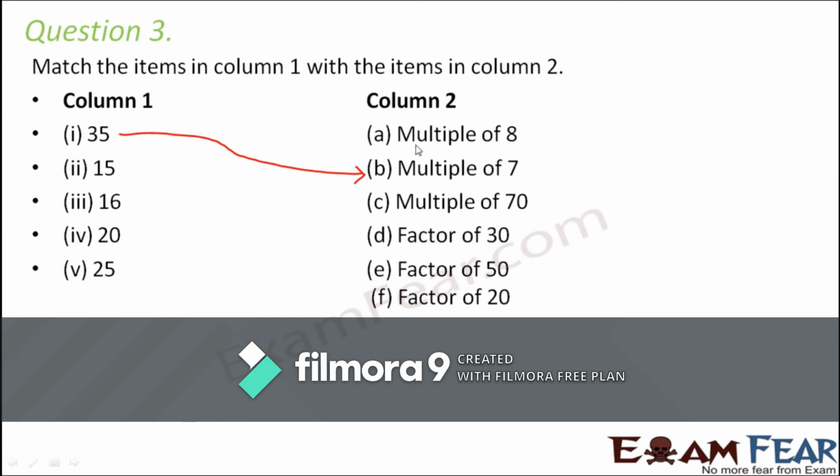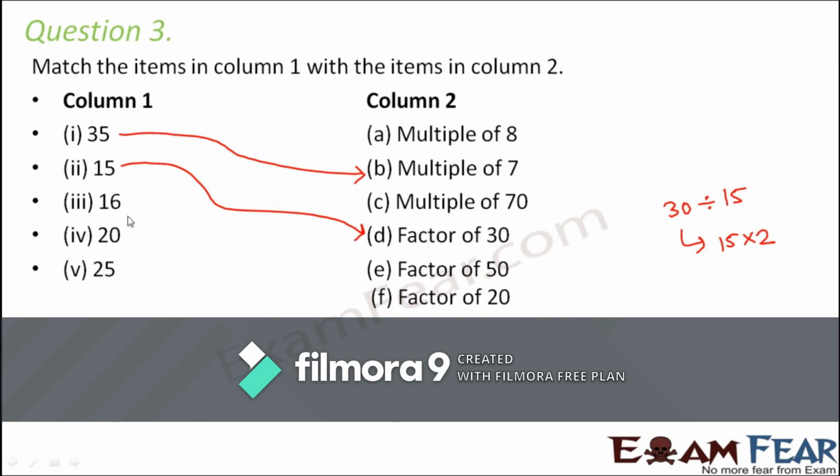15. What is 15? Is 15 a multiple of 8? No. Multiple of 70? No, because multiples of any number will always be greater than or equal to the number. So a multiple of 70 has to be greater than or equal to 70. Factor of 30? Factor of 30, yes, that could be possible, because in order to be a factor of 30, 15 should exactly divide 30. So when you divide 30 by 15, what do you get? You can write 30 as 15 into 2. So therefore it leaves remainder 0. So therefore 15 is a factor of 30.